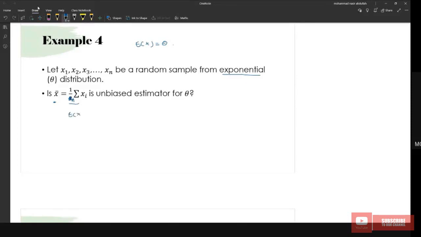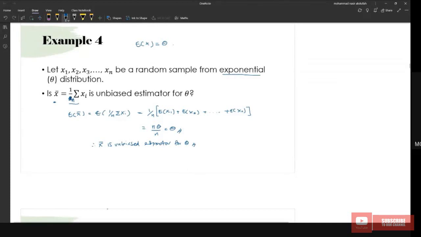So the expected value of x bar is equal to the expected value of 1 over n summation of xi. So this should be equal to 1 over n times the bracket of expected value of x1 plus expected value of x2 until expected value of xn. So this should be equal to n theta over n. So this should be equal to theta. So we can say that x bar is an unbiased estimator for theta, because the expected value of x bar is equal to theta.